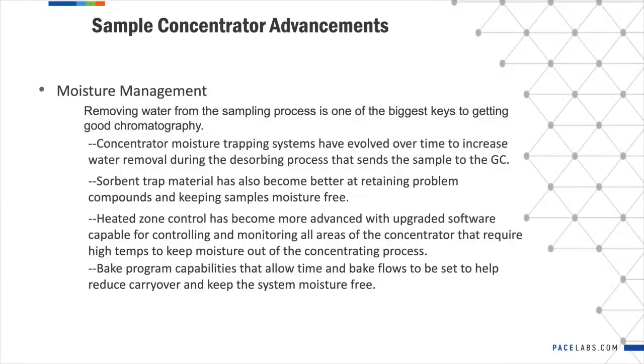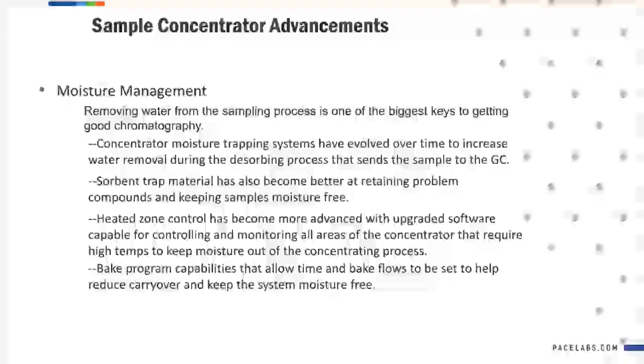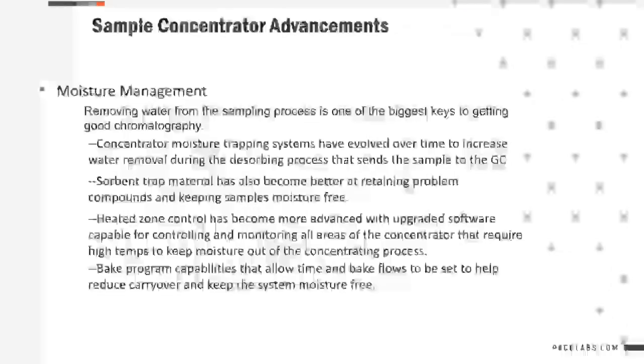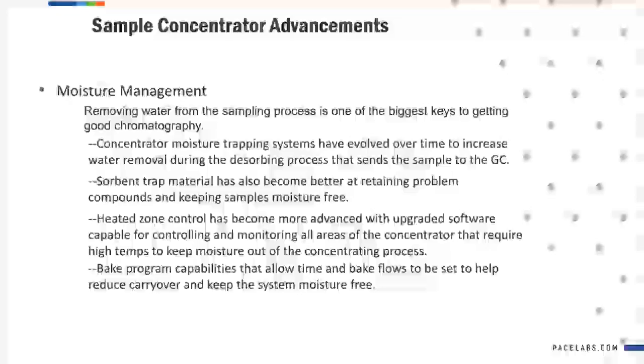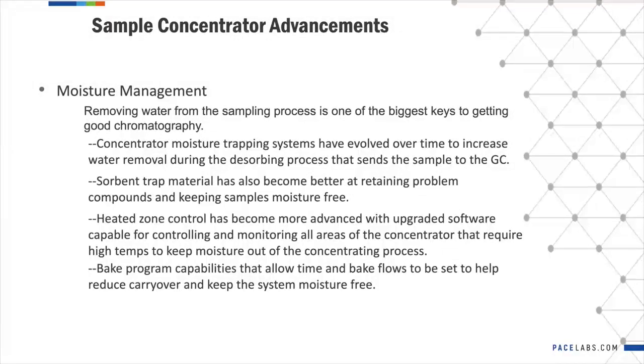Also, sorbent trap material has become better at retaining problem compounds and keeping them moisture free. Heated zone control for the mounts, valves, and sample pathways has become more advanced with upgraded software capable of controlling and monitoring areas to keep moisture out of the concentrating process. Concentrators also offer bake program capabilities that allow time and bake flows to be set to help reduce carryover and keep the system moisture free.